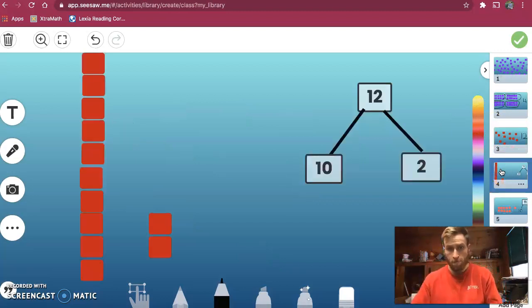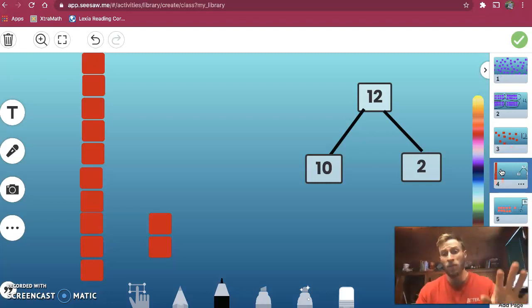Boom. I don't have mine in a 10 frame this time. I'm picturing our blocks that we stack on top of each other in class. But I do have them in groups of 10.